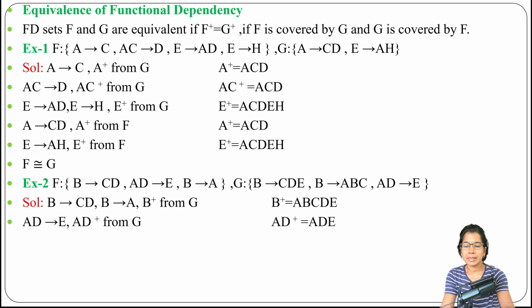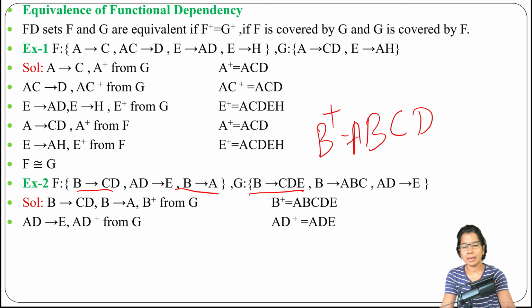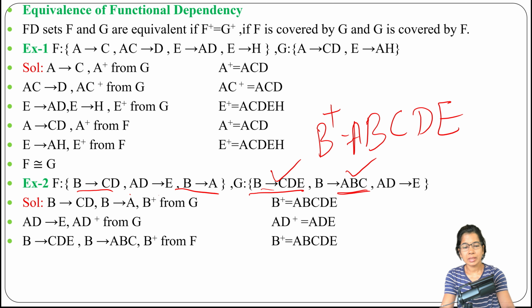Next we'll check G from F. So B positive closure from F will be B, C, D, then A as B implies A, then from A and D, E. So C, D are present at right side, hence it holds. A, B, C are present at right side, hence B implies A, B, C also holds. Now both these dependencies hold.